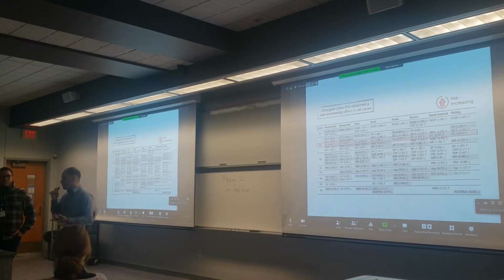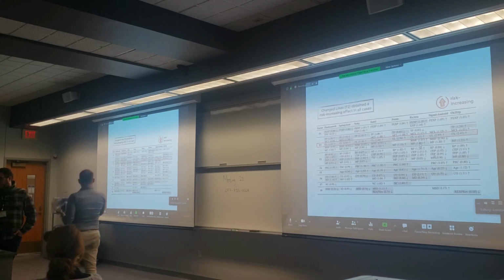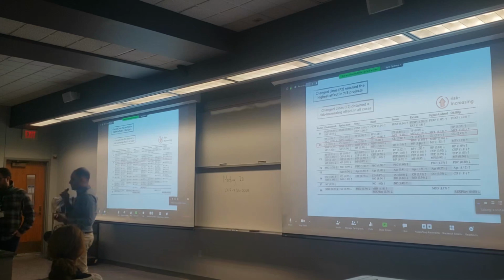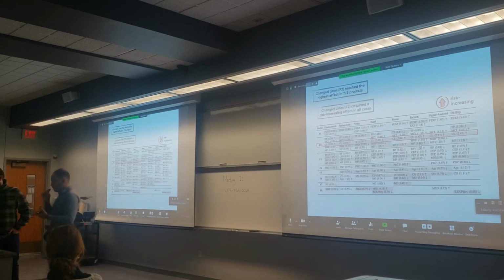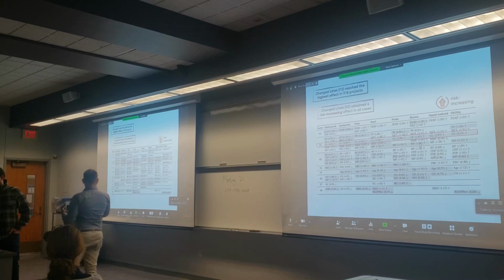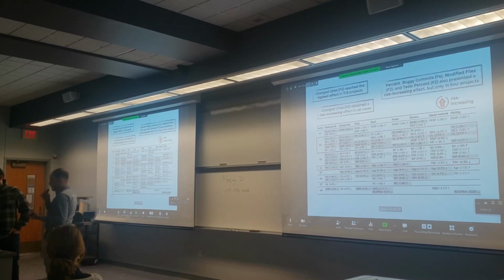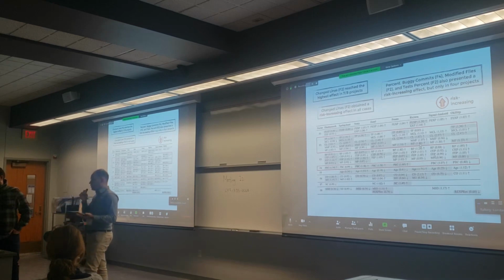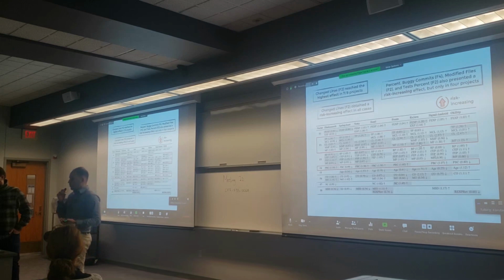So first, on the risk increasing effects, we see that the changed lines obtained a risk increasing effect in all the projects that we studied. Still on this metric, we see that it reached the highest effect in 7 out of the 8 projects, and it also reached the highest effect of all the effects analyzed on the Spring project. Moreover, the percentage of buggy commits, the modified files, and the percentage of tests in the developer's commit also presented a risk increasing effect, but only in 4 of the projects we analyzed.